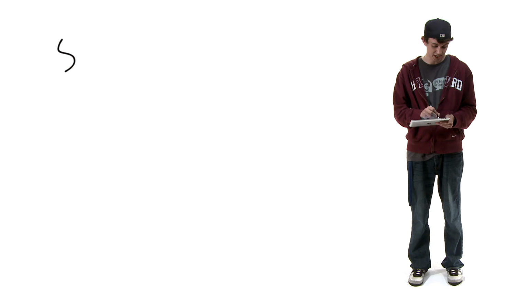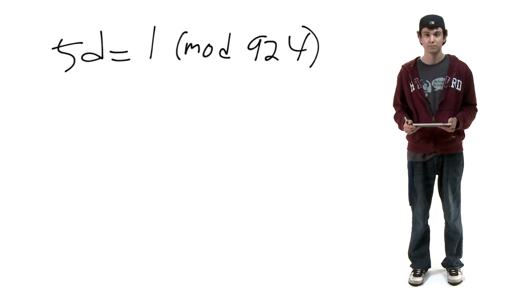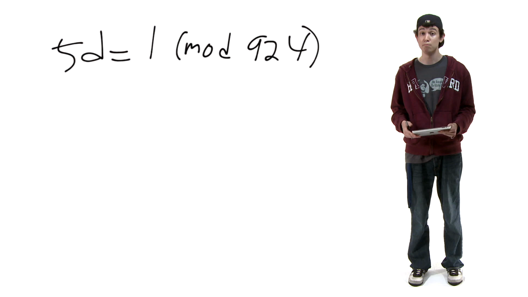So here you go, Rob. While our message is in flight, let's take another look at how we got that value for d. Our number d needed to satisfy 5d equals 1 mod 924. This makes d the multiplicative inverse of 5 modulo 924.